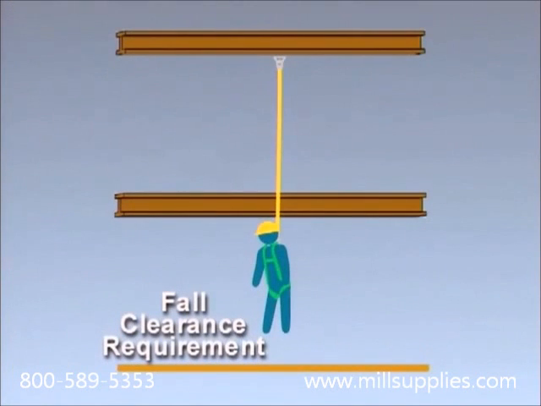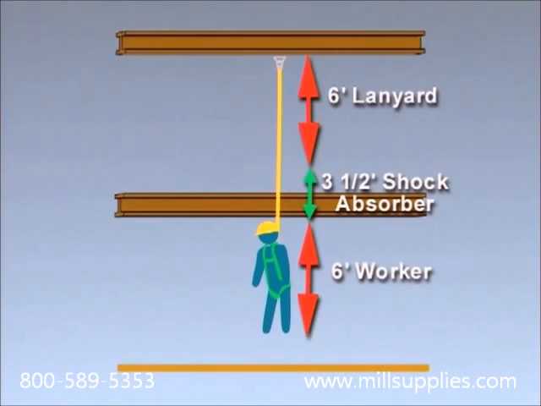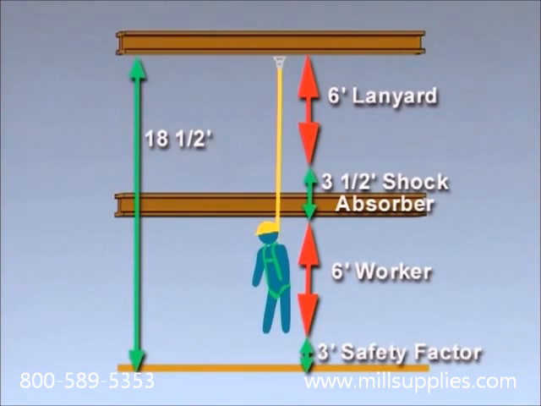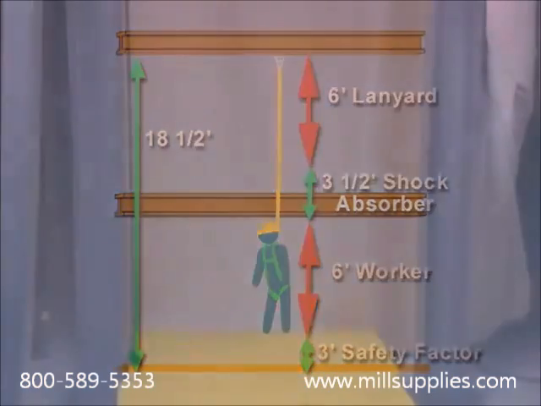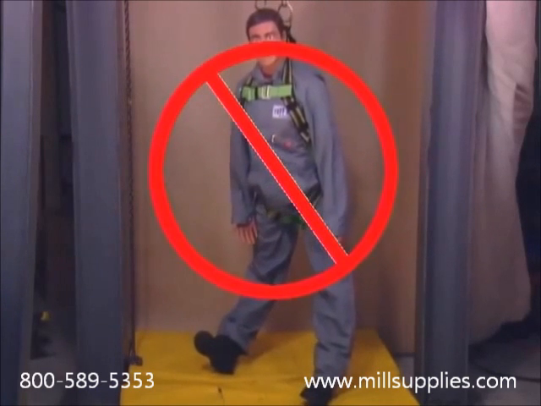In calculating the fall clearance requirement, consider the following elements: the original length of the connecting device, the maximum elongation of the shock absorber, or if using a retractable, the stopping distance of the braking system, the height of the worker, a safety factor of at least 3 feet. Special consideration needs to be taken when using long vertical lifelines. Rope can stretch up to 15%, and this stretch needs to be factored into the fall clearance requirement. Because situations vary, the required clearance must be considered in every application.